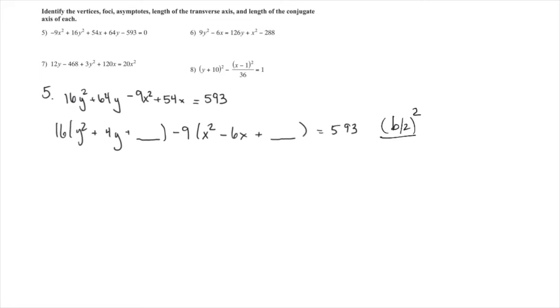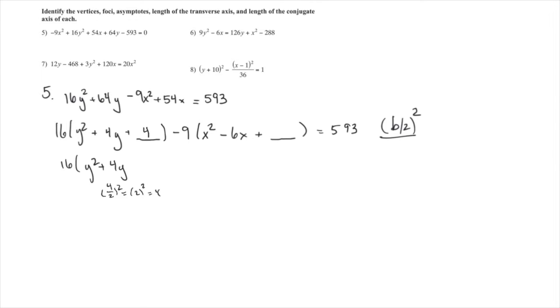So we're going to start out with 16 y squared plus 4y. Now b over 2, obviously b in this example is my 4, and so I'm going to take 4 divided by 2, which is 2. I'm going to square that number, so 2 squared, right? So 4 over 2 squared is going to be 2 squared, which is 4.